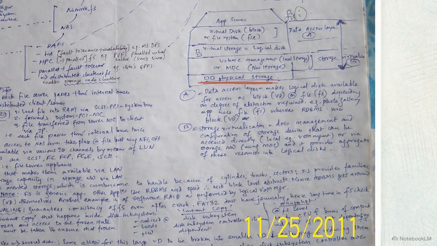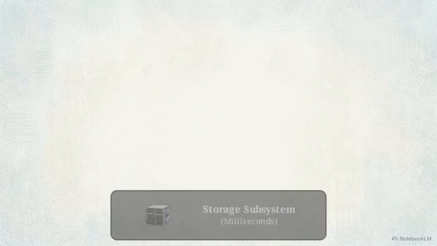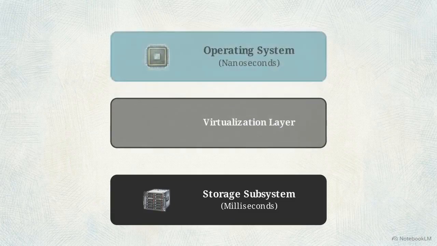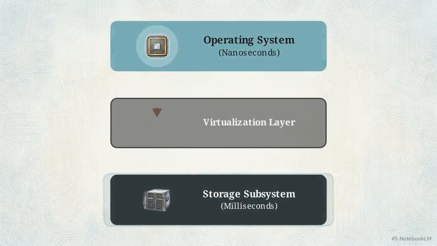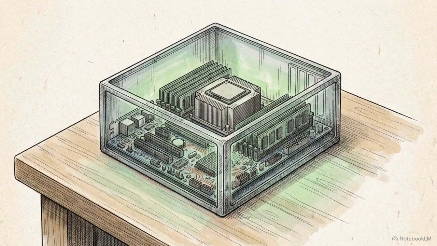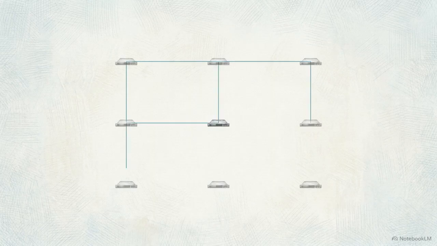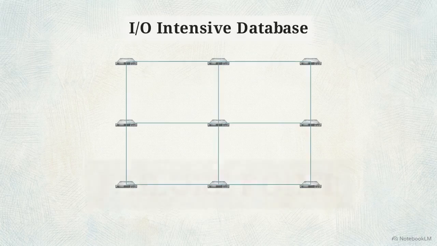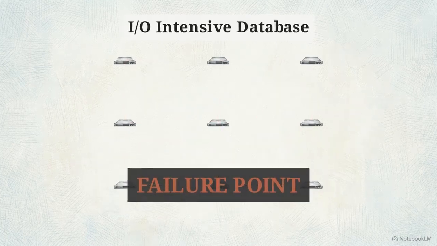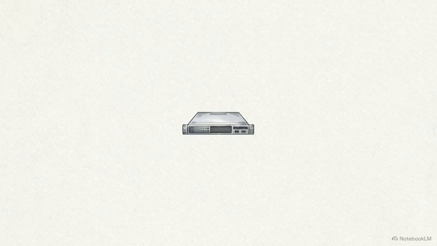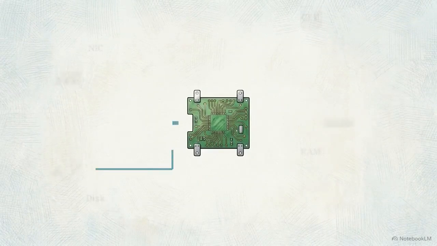The OS asks for a file. The virtualization layer finds the bits. By stacking these abstractions, the operating system executes logic at processor speeds, while delegating the slow mechanical execution to dedicated storage subsystems. This abstraction works perfectly for local machines, but attempting to scale this architecture outward by running an I/O-intensive database across a standard distributed file system creates an immediate failure point.